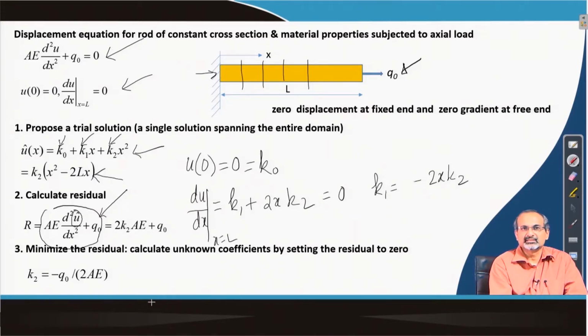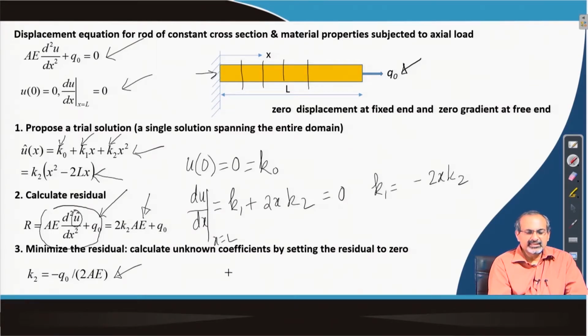and that is basically the idea of residual minimization. So, in this case, when you substitute the expression for the second derivative in terms of the trial solution, then you get the expression for the residual here, and then you set the condition that that residual should go to 0, and then once you do that, you are able to find out what is that value of k 2 which will set the residual to 0.